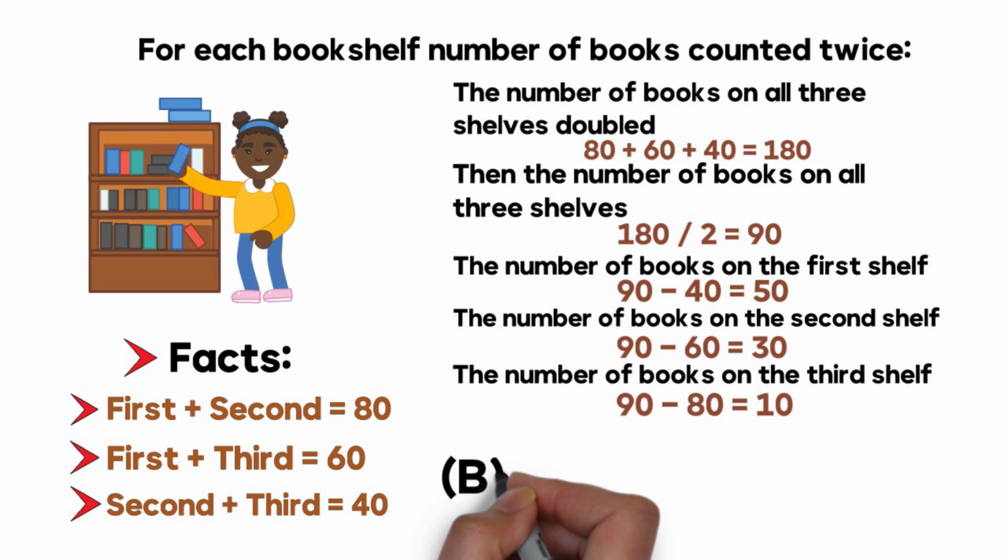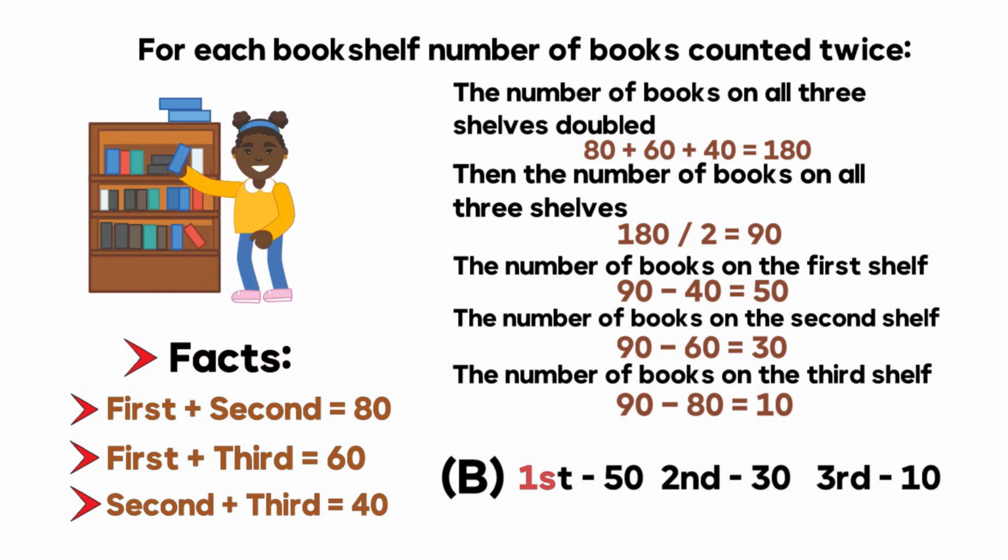So the correct answer here is choice B. There are 50 books on the first shelf, 30 books on the second shelf, and 10 books on the third shelf.